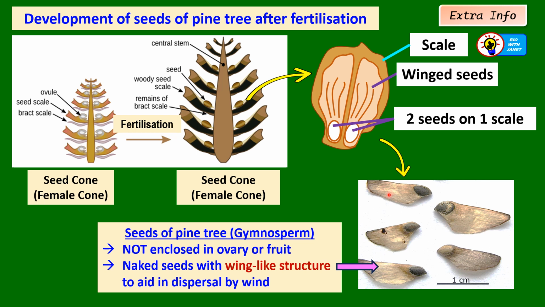So firstly, the seeds of the pine tree are not enclosed in an ovary or fruit. Okay, there's no ovary or fruit wall to protect the seed. So it's called the naked seed. That's what its name, Gymnosperms, implies, right? So these naked seeds have wing-like structures that aid in dispersal by wind. Because of these wing-shaped structures, there's a larger surface area, and this will help the seed to float in the wind, all right, so that it can be dispersed or scattered to a place further from the parent plant.